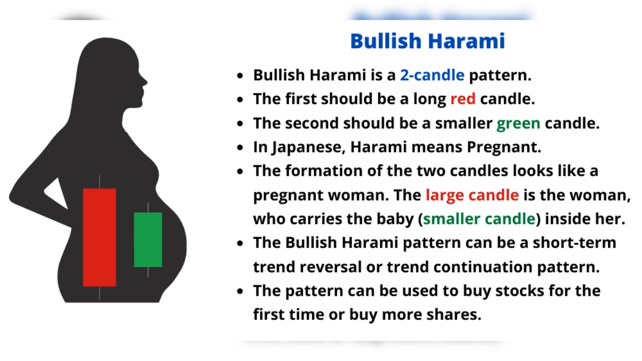In Japanese, Harami means pregnant. The formation of the two candles looks like a pregnant woman. The large candle is the woman, who carries the baby, the small candle, inside her. The Bullish Harami pattern can be a short-term trend reversal or trend continuation pattern. The pattern can be used to buy stocks for the first time or buy more shares.